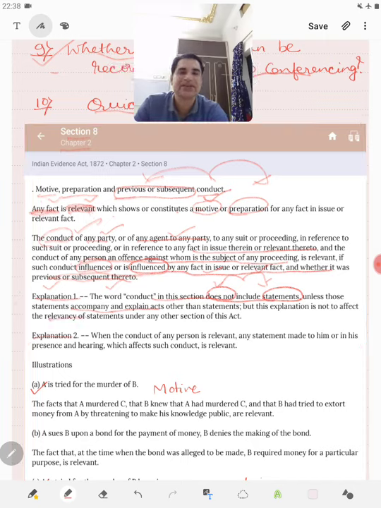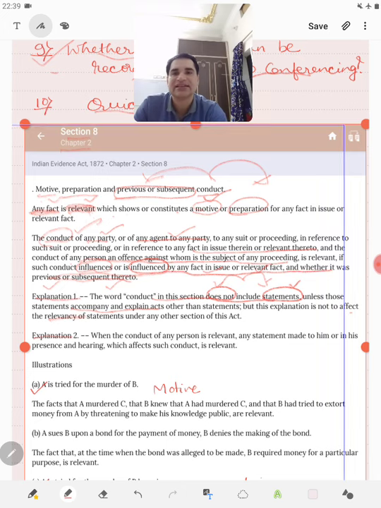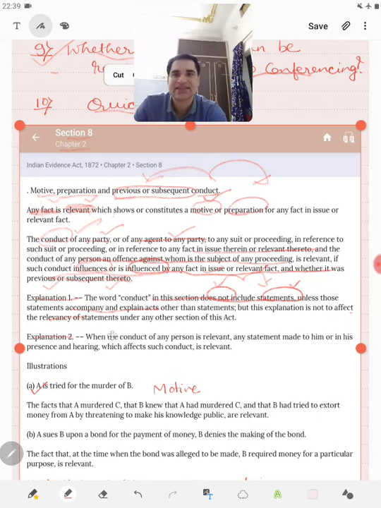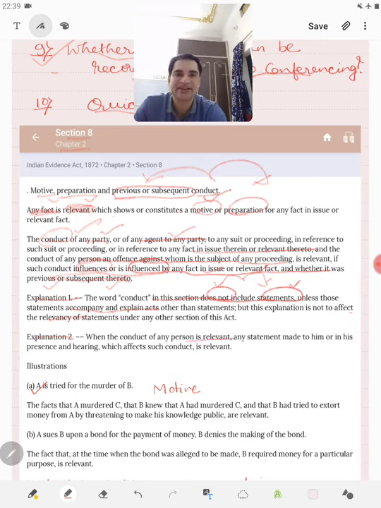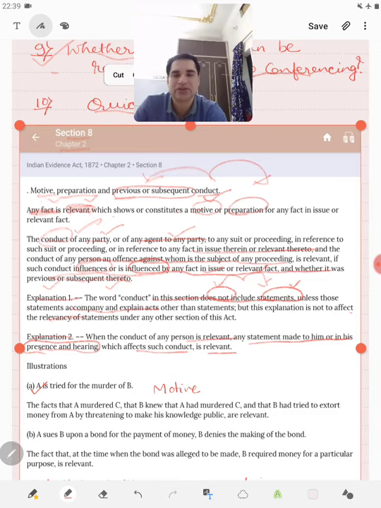Other than the statement, this explanation is not to affect the relevancy of statements under any other section of this Act. So what it says is that a statement generally is not relevant. However, if it accompanies or explains the conduct, then certainly it will be relevant. Then explanation 2 says that when the conduct of any person is relevant, any statement made to him or in his presence and hearing which affects such conduct is relevant. So a statement which accompanies and explains the conduct is also relevant.